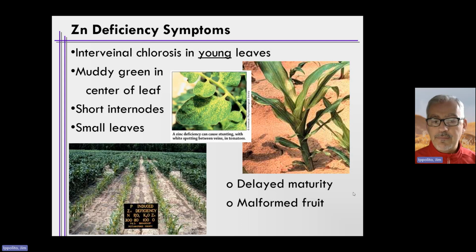And the picture in the bottom left actually shows you the interaction with phosphorus that we talked about earlier in this unit. We talked about 5 factors that affect micronutrient availability. And in fact, in the picture in the bottom left, this is a phosphorus-induced zinc deficiency. So this plot received excess phosphorus, 80 pounds, I believe, of P2O5 was added to this plot when it probably didn't need it. It induced a zinc deficiency symptom that likely looked a lot like the corn plant on the right-hand side of this slide.